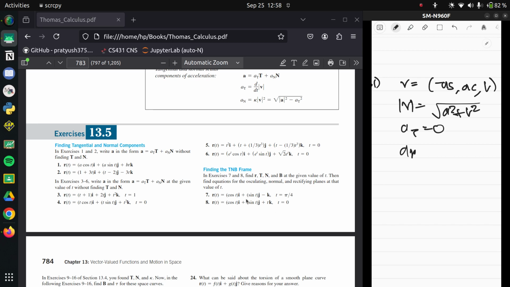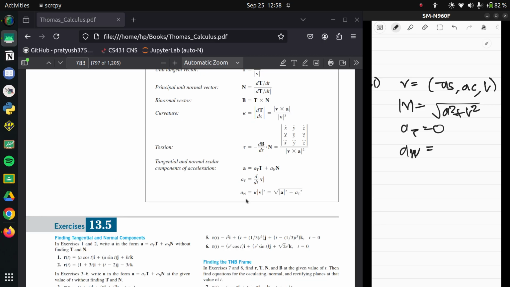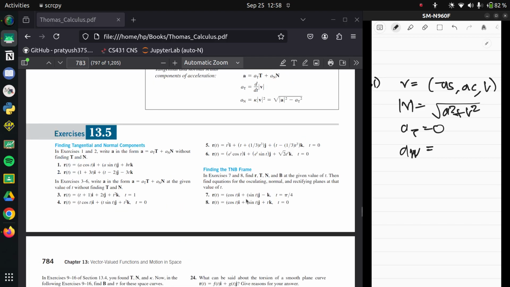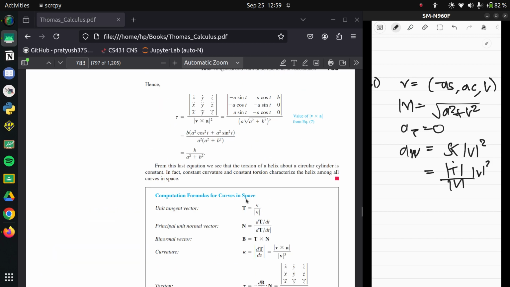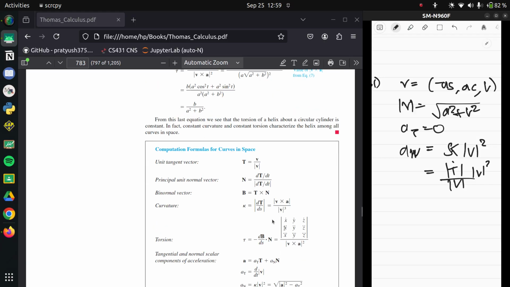What about the a_N vector? You had a formula for that. It's kappa times magnitude of v squared. So how do you find kappa? Kappa is just the magnitude of t dot upon. That's not going to work, is it? I was going to write this, but in hindsight, this just won't work. So you'll have to use the other formula for kappa, which is just v cross a.